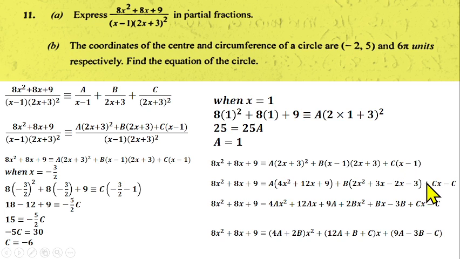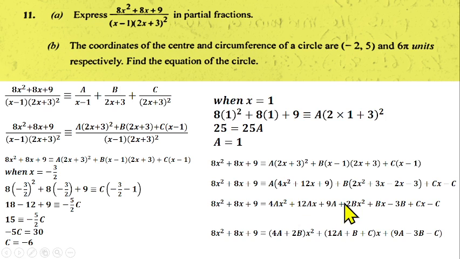Then open this bracket, you have cx minus c. Also use a to open the bracket. You have 4ax squared plus 12ax plus 9a. Then use b to multiply the bracket as well. You have 2bx squared plus, pardon me for that, 3x minus 2x will give us x, multiplied by b, that will give us bx. Also we have b times minus 3 gives us minus 3b, then cx minus c.